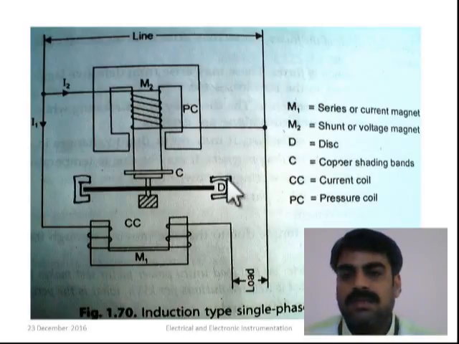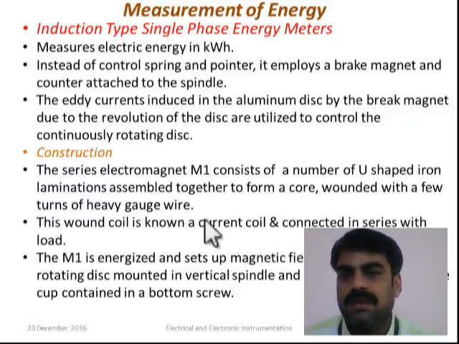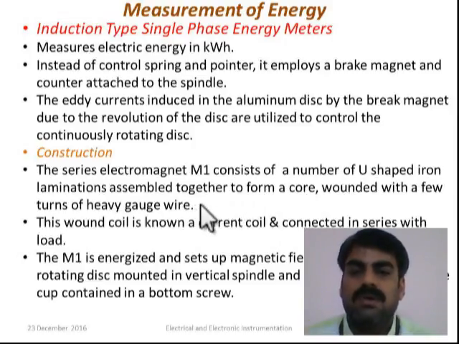Here the permanent magnet is kept over here, and there is a narrow gap between the rotating aluminum disc and the magnet. This gives us a braking effect for the rotating disc. For smooth movement, the disc is kept on a pivot arrangement, as you can see here. And since the M1 magnet is wound with a small number of turns of heavy gauge wire, it can withstand heavy currents.